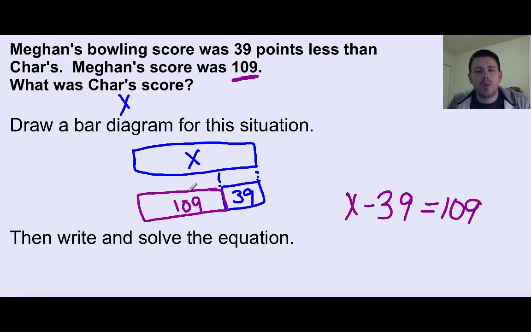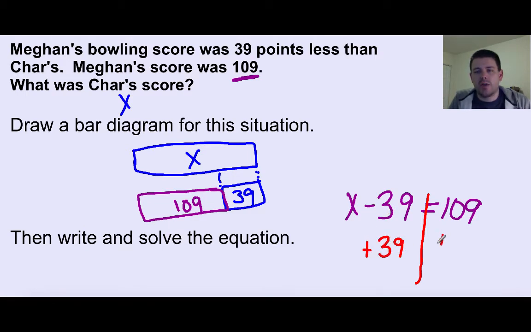Well, look at our bar diagram. What do you think you'd do to figure out this total amount x? That big piece is the same as this smaller 109 plus the 39. Think of how we solved our equations before. When we added something, to solve it we did the opposite and subtracted. Here, we need to add these two pieces together. They subtracted 39 points from Char's score, so we need to put it back. We need to add 39.